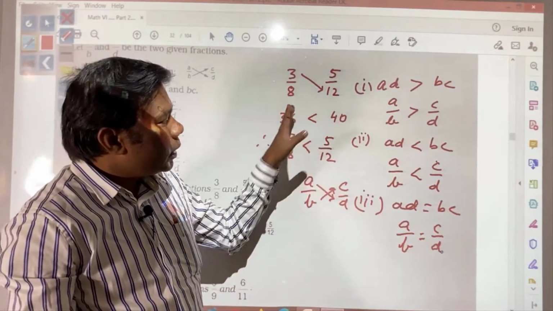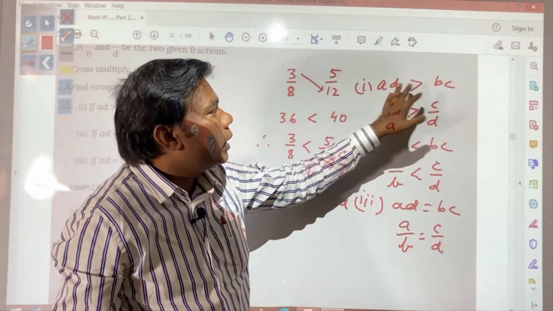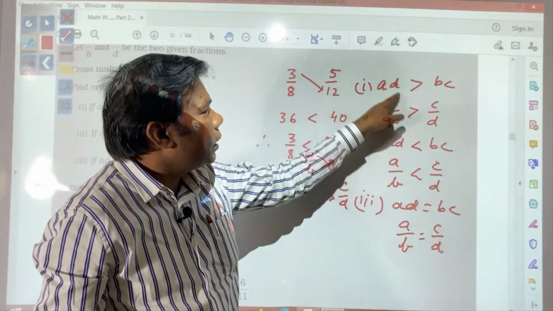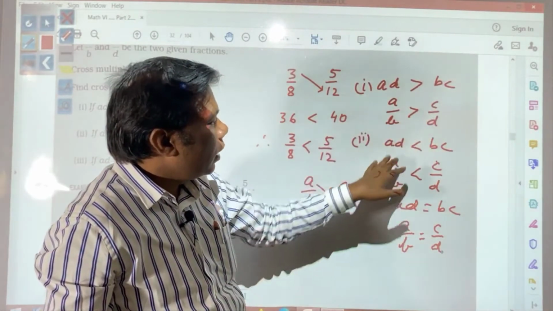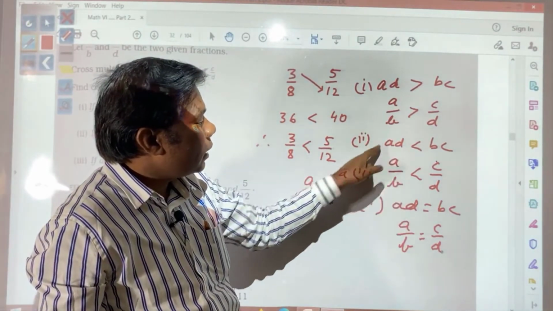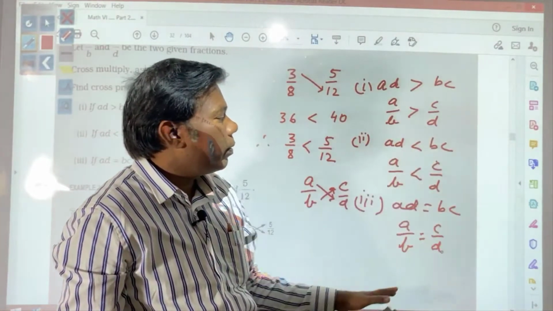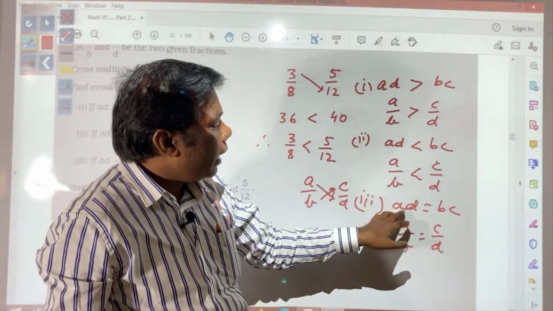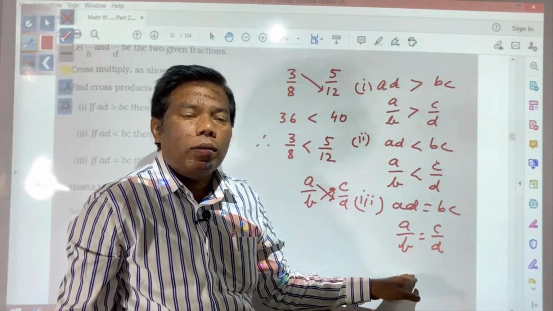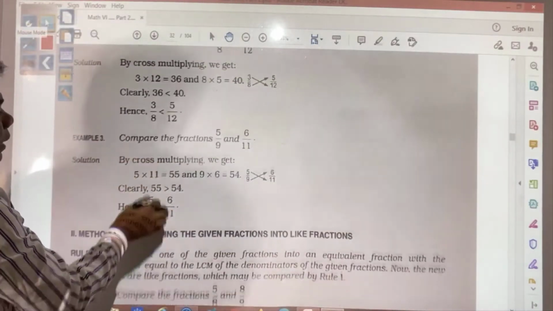What we will see? First we will do cross multiplication. Then we will see what AD and BC are. We will compare them. If AD is greater, then the first fraction will be greater than the second one. If AD is lesser than BC, then the first fraction will be lesser than C by D, the other fraction. If A into D and B into C are both equal, in this case both the fractions will be equal. Some other examples have been given.